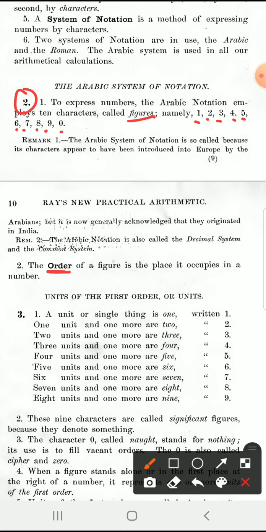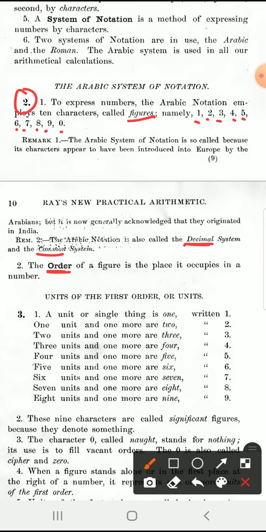And note number 2, the Arabic notation is also called the decimal system. The Arabic system, or the Arabic notation, is also called the decimal system and the common system because it's used most commonly. The word decimal is derived from the Latin word decem, which means 10. So the Arabic system is called the decimal system because it consists of 10 different figures. Everything is expressed in some manner of 10. The Arabic notation is also called the decimal system and the common system.